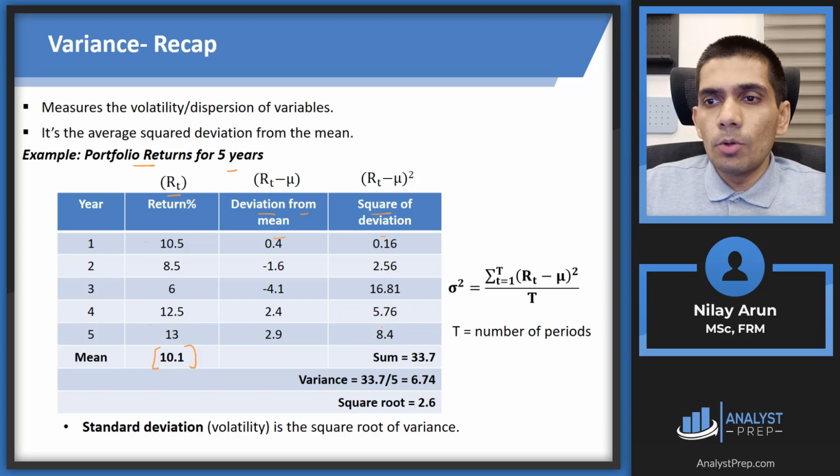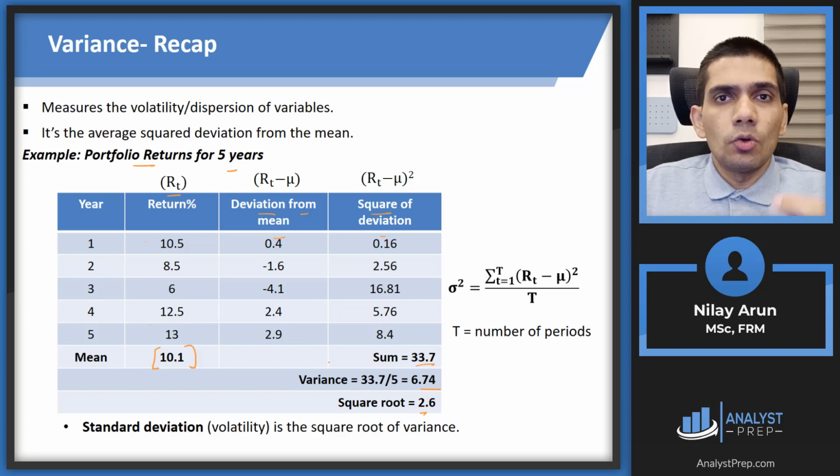Now, the next step would be to sum up all of these squared deviations, which gives us 33.7. Next, we divide that by the number of observations, which is 5. So 33.7 divided by 5, that is 6.74. That is the variance of the portfolio. Now, from the variance, how do we calculate the standard deviation? We simply take the square root of variance, and that will be the standard deviation of the portfolio.